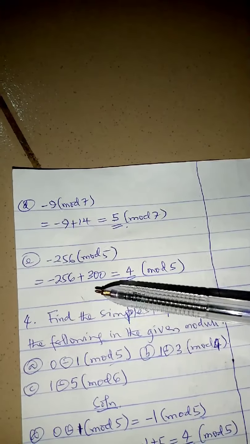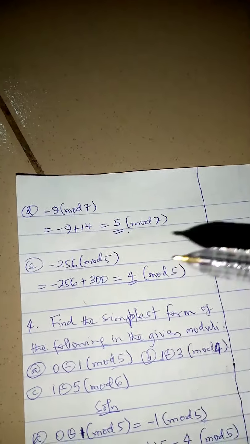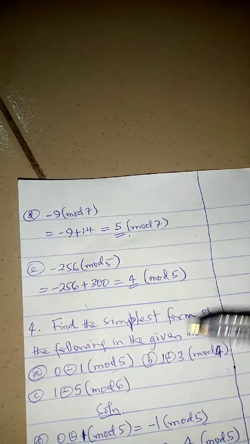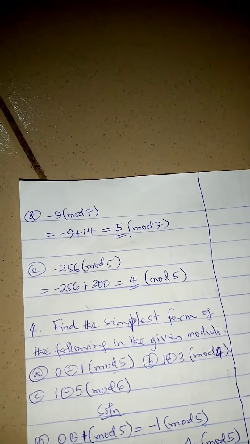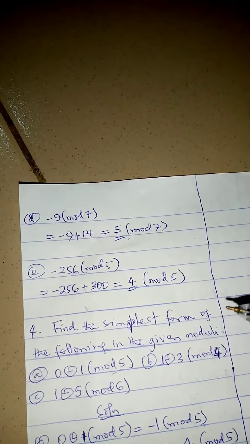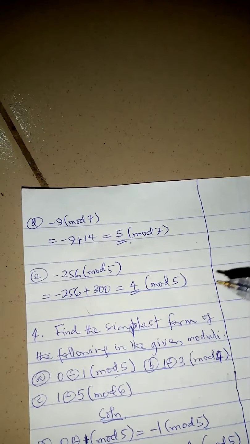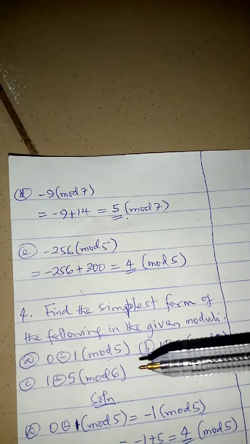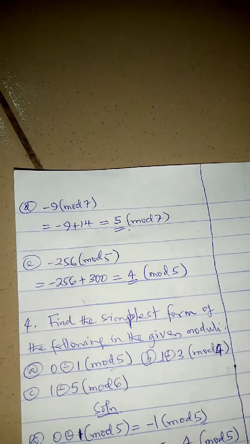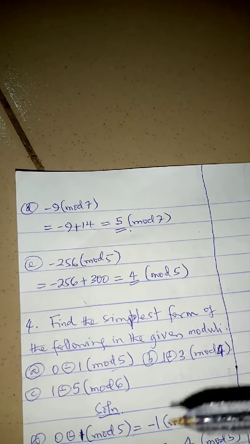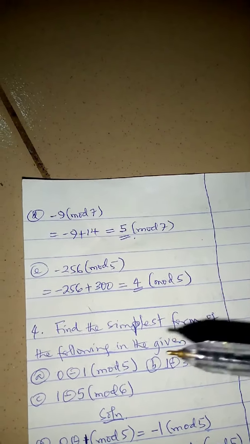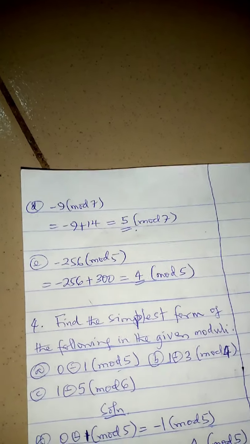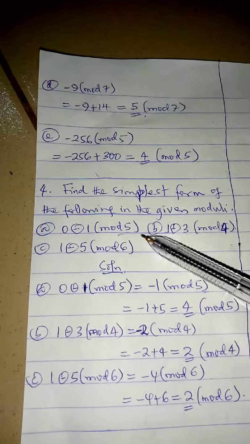When it's a positive number, you'll be subtracting the multiple of what you are using as your moduli from it until you have a number less than that moduli. When it's negative, you'll be adding the multiple of your modulo to it until you have a number less than it. Now, here's another one.